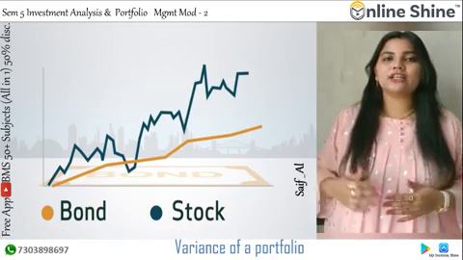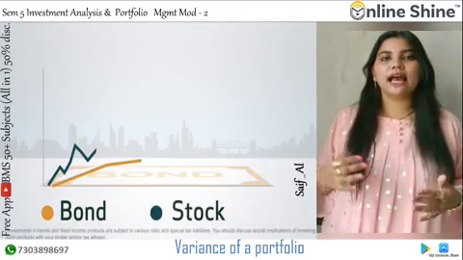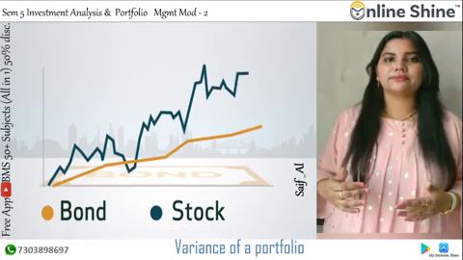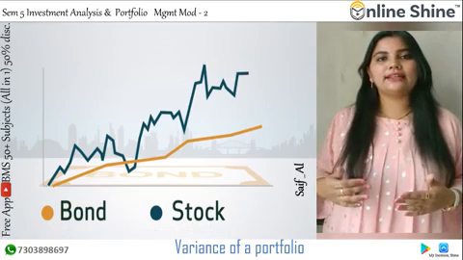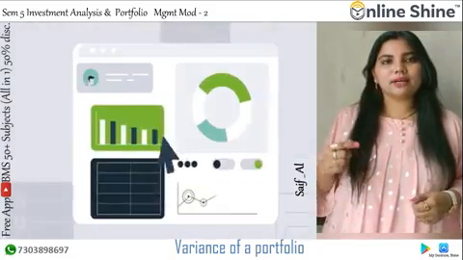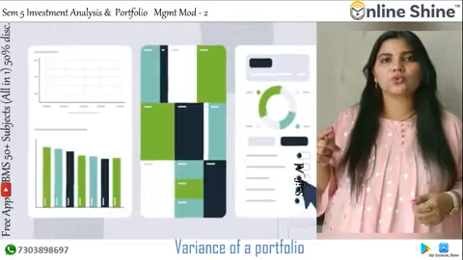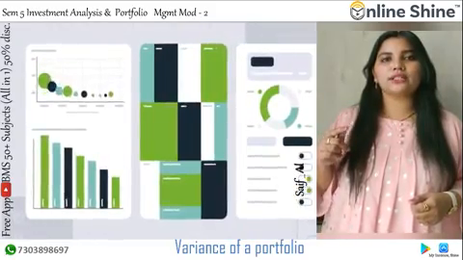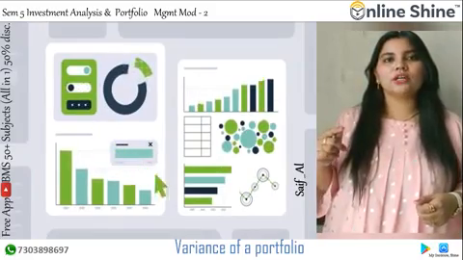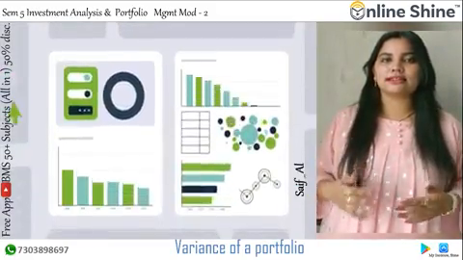Since covariance equals the product of the correlation coefficient and the standard deviation of each asset, we can rewrite the above equation as follows. Sigma square equals W1 square sigma 1 square plus W2 square sigma 2 square plus 2 W1 W2 sigma 1 sigma 2 rho. Rho is the correlation coefficient of returns of the first and second asset.